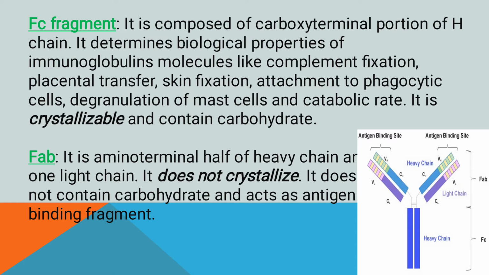Next, coming to the Fab region or Fab end, it is the amino terminal half of the heavy chain and one light chain. They form this Fab end, and it does not crystallize, and it does not contain carbohydrate like the Fc fragment. The Fc fragment contains carbohydrate, but the Fab fragment does not, and it acts as the antigen binding fragment. So here the antigen will bind with the particular antibody.